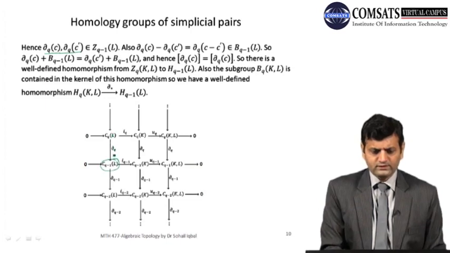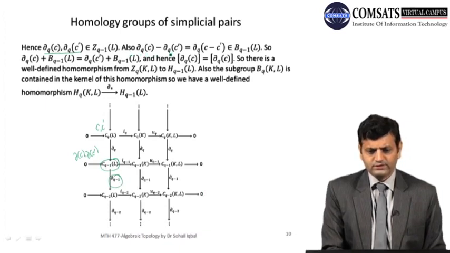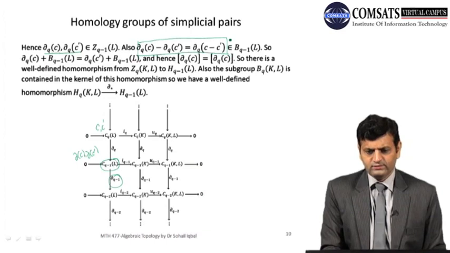So C and C prime belong to C_q(L), and ∂C and ∂C prime belong to this, because they belong to the kernel of this map. Also ∂_q C minus ∂_q C prime is equal to this, so we are just using the homomorphism properties, and this belongs to the boundary of this, because C minus C prime belongs to C_q(L), and when we apply this, we get an element of C_{q-1}(L).